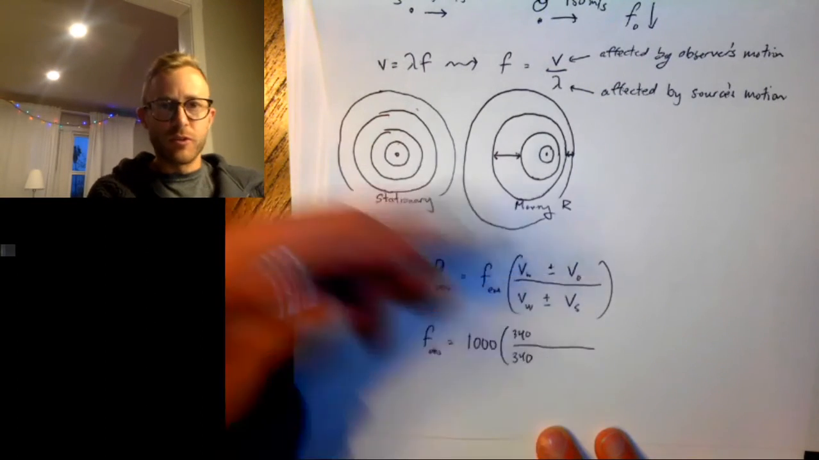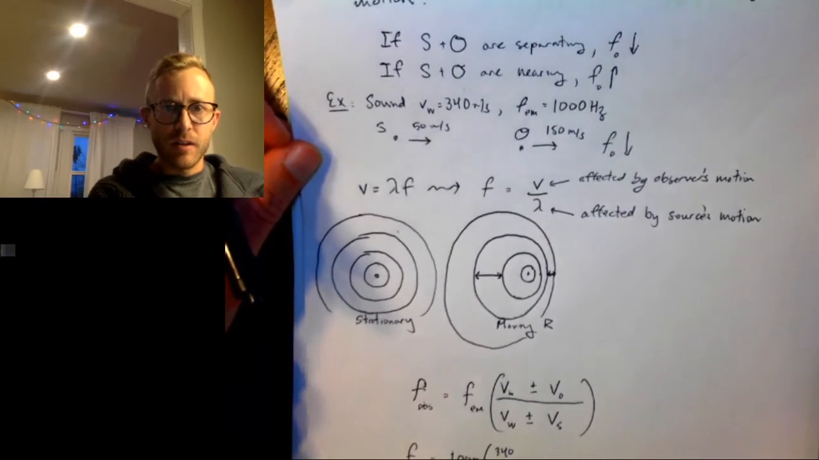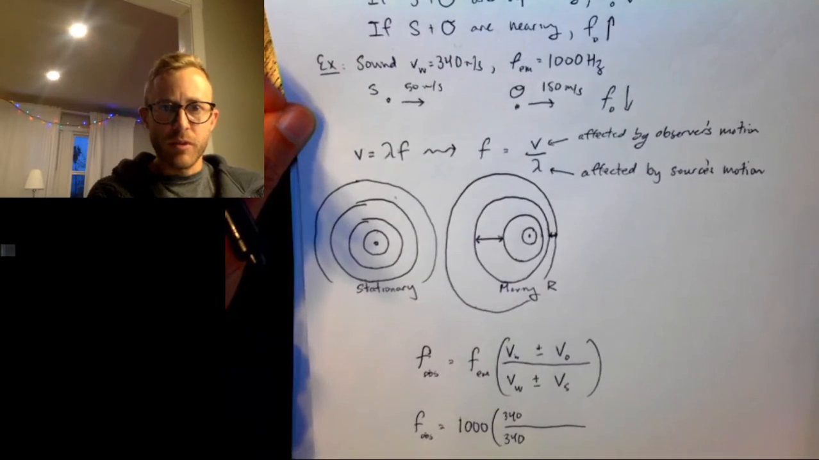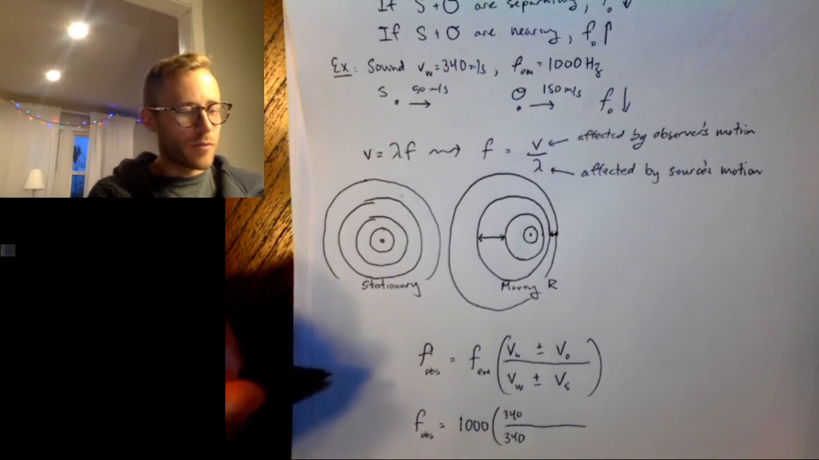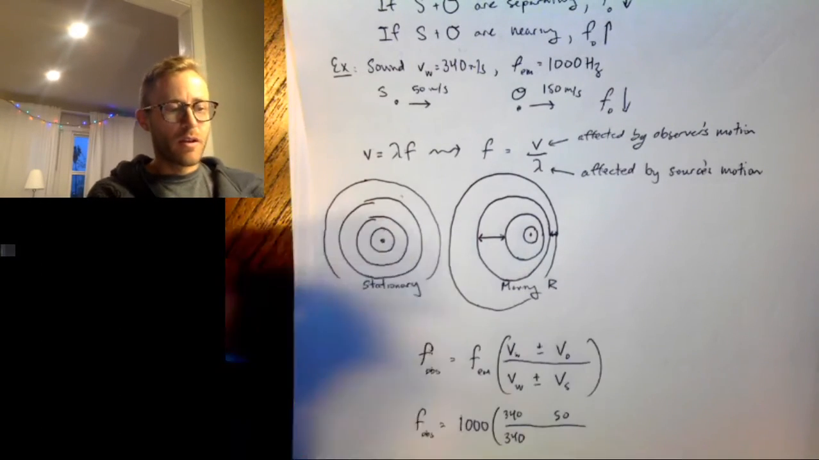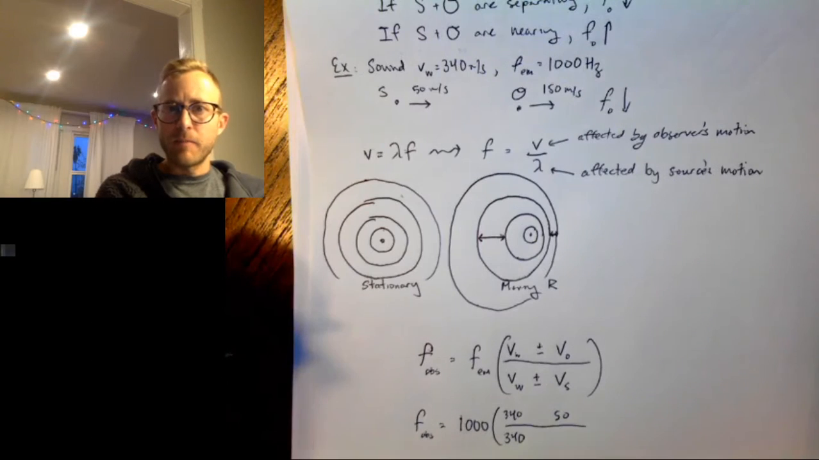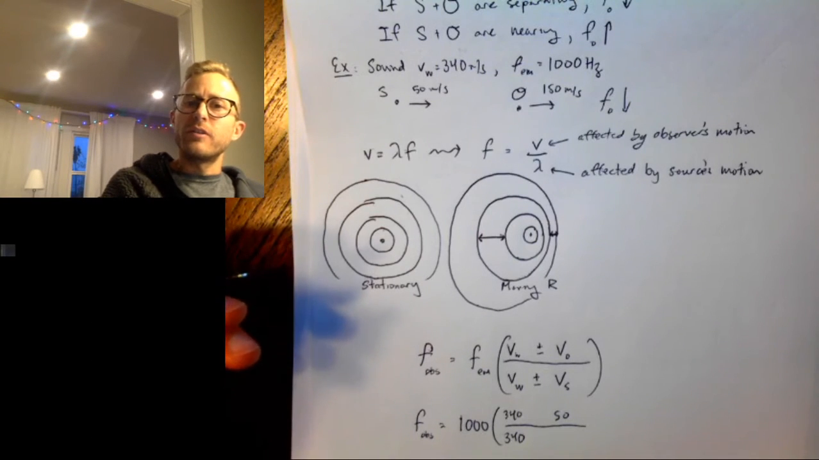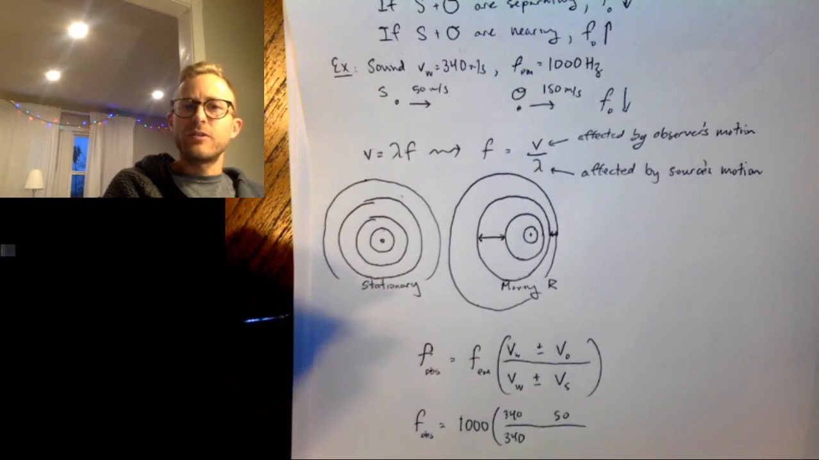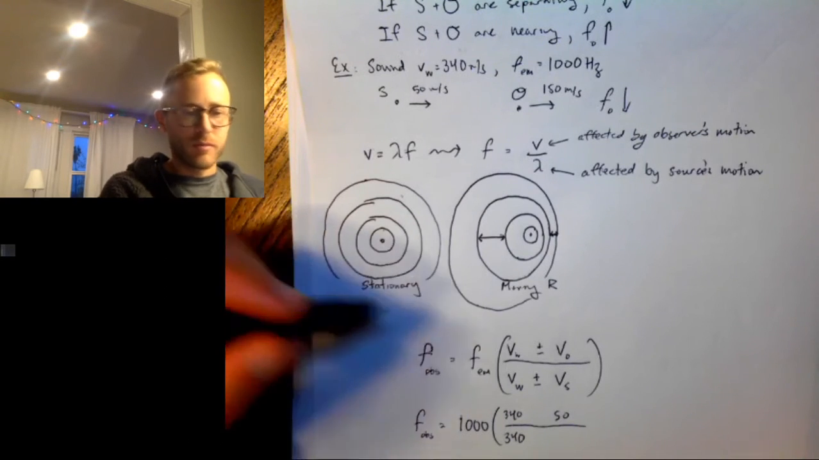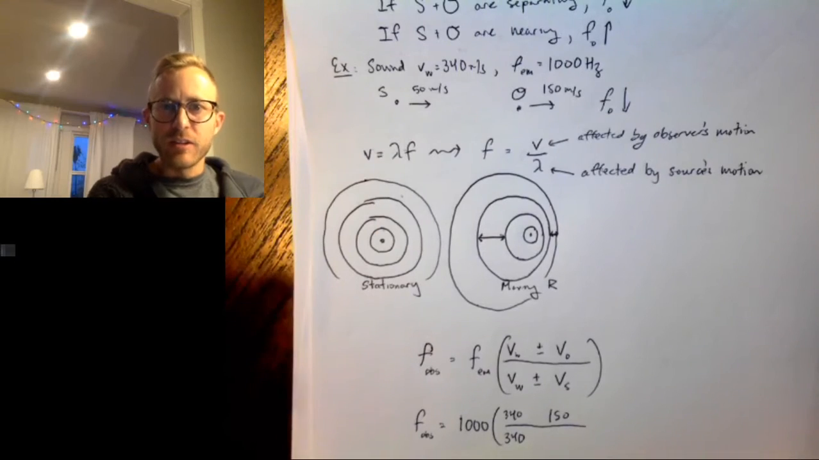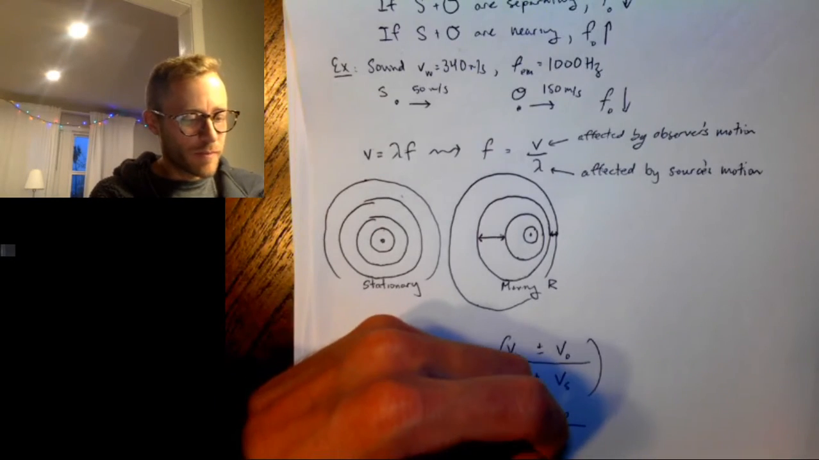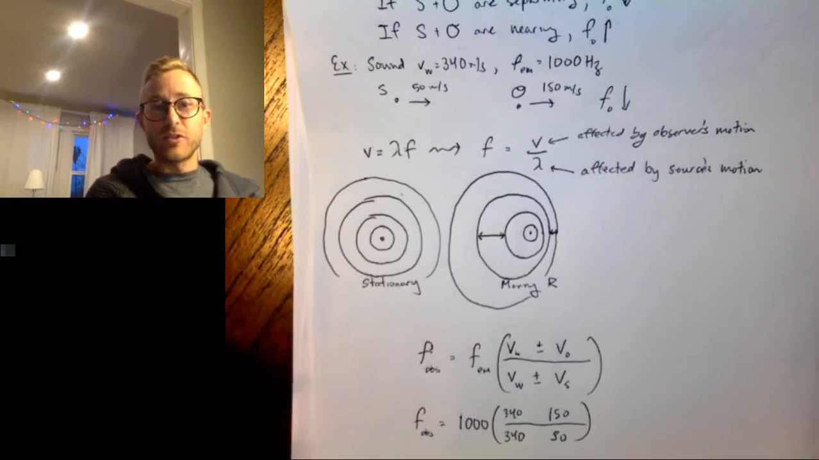The observer's velocity, oh, if I do this, you can see both. The observer's velocity is 50 meters per second. Okay. The source's velocity is, oh wait, I messed it up. The observer's velocity is 150. The source's velocity is 50. So now we have to choose the signs.